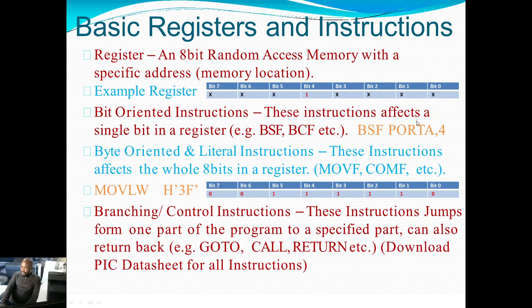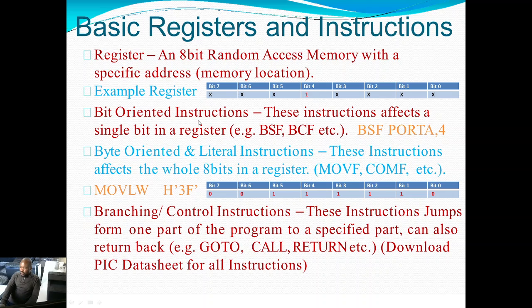And now these instructions, like I said, affect a single bit in a register. An example is the bit set file. So let's say, for example, we say bit set file port A bit 4. Your file or your register is port A, and then the bit you want to set is bit 4. Let's assume that this is your port A register, and then bit 4 will be set according to the instruction. That bit will be made 1. The rest of the other bits will remain unchanged. If it was 1, it's going to remain 1. If it was 0, it's going to remain 0. Only this one will be set.